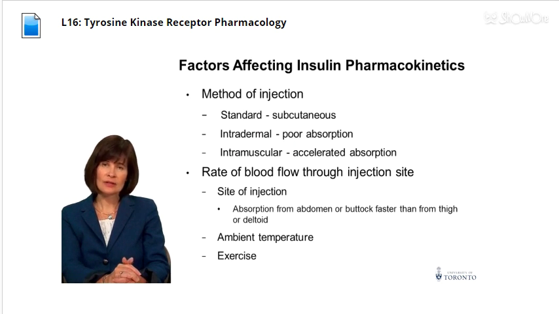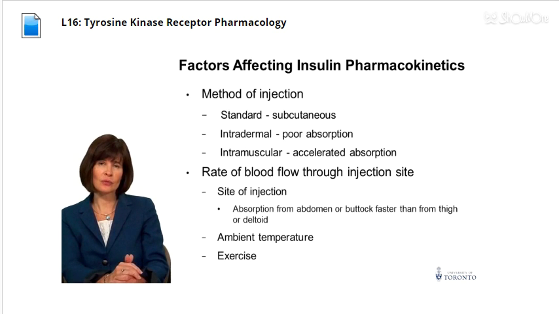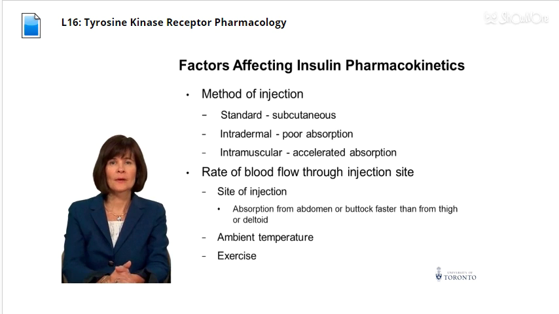Other things that regulate the rate of absorption of injected insulin are the rate of blood flow through the injection site and the site of injection, with absorption from the abdomen or buttock being faster than from the thigh or deltoid area. Ambient temperature will also affect insulin absorption rates, so that higher body temperature will speed up the absorption rate. Finally, exercise will also increase the rate of absorption, as it both increases body temperature and blood flow to the site of injection.